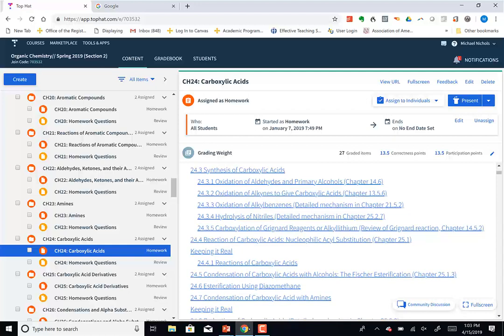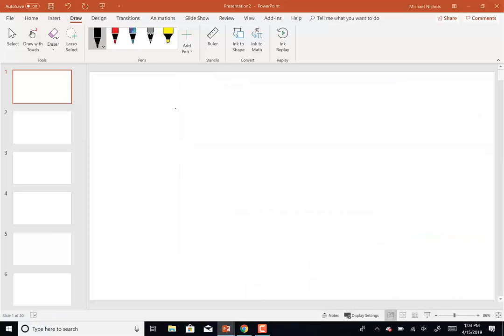We always start with synthesis, and it's always a review. So let's see how well you do at reviewing. Oxidation of aldehydes and primary alcohols to make carboxylic acids. What's that? That's taking either a primary alcohol or an aldehyde and oxidizing that up to a carboxylic acid. What reagents can I use to do that?